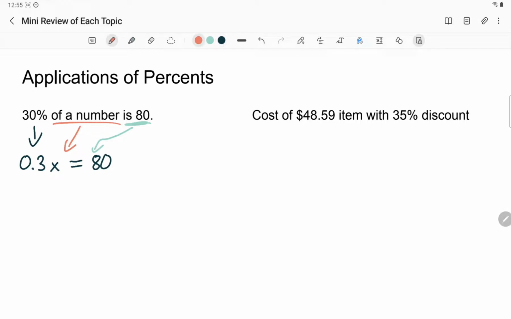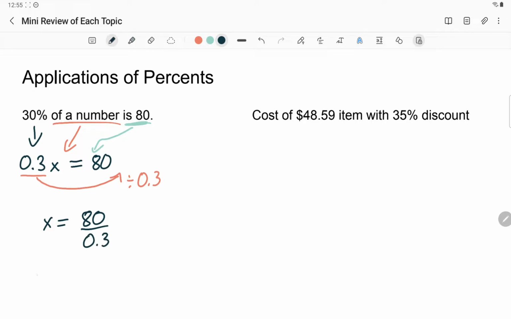To solve for that unknown number, we have to use our solving equations techniques. So we want to isolate that x, and we want to move things that are attached to it, in a sense, to the other side. And to move it, we need to use opposite operations. So right now it's 0.3 times x, so we're going to divide by 0.3. So x is equal to 80 divided by 0.3.